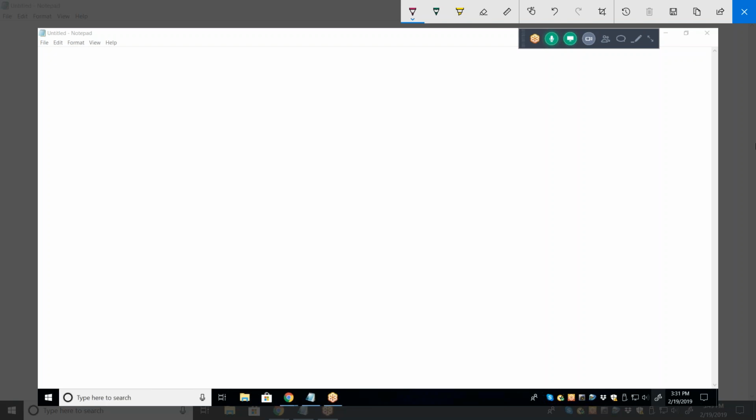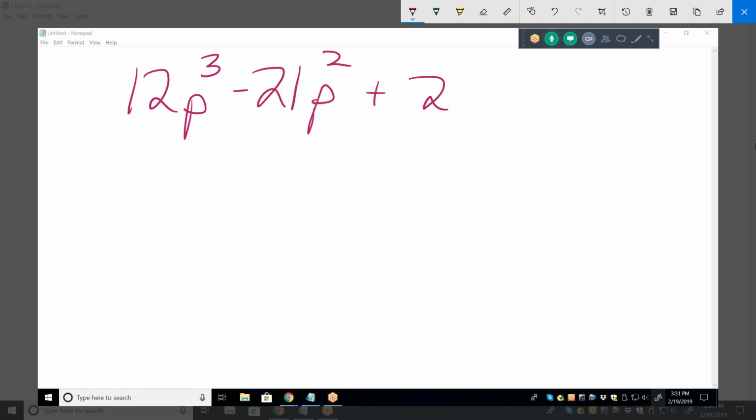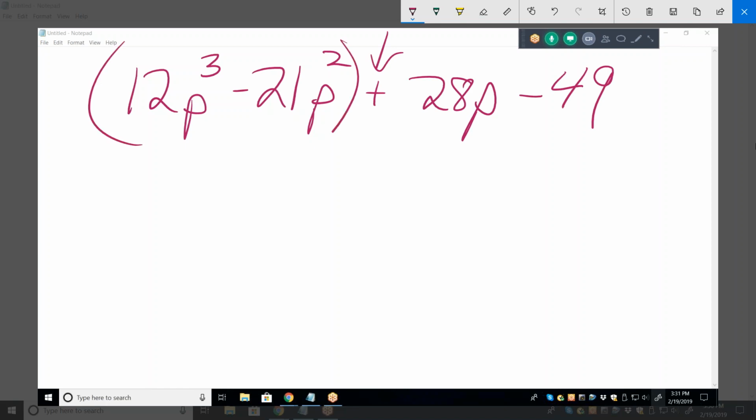Okay. 12p cubed minus 21p squared plus 28p minus 49. Okay, so this is going to be relatively easy because we're looking at a plus sign. So I could essentially put parentheses around those two without changing anything. Now, does it lend itself to grouping?